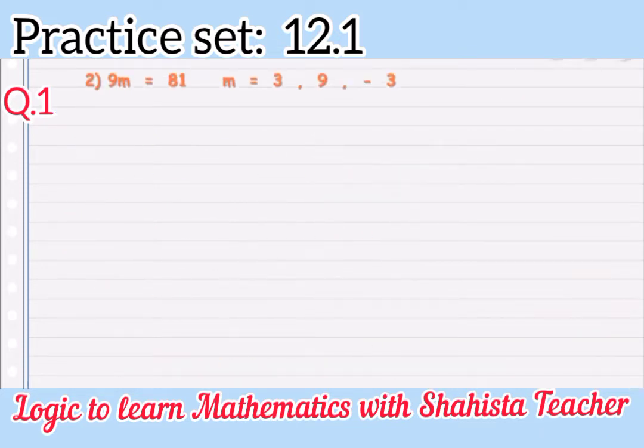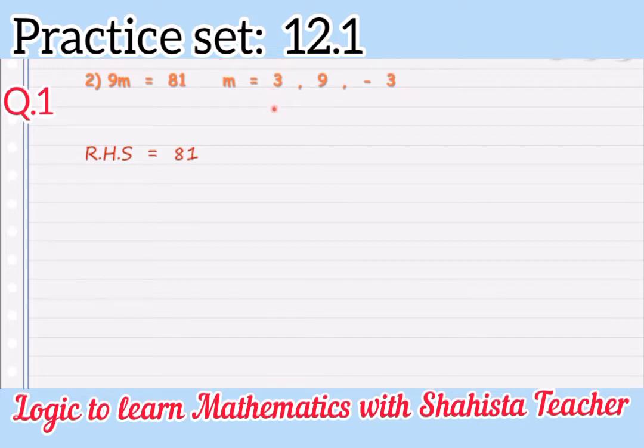Now the next question: 9m is equal to 81. In the place of m we will put 3, 9 and minus 3, applying each condition one by one. There are 3 conditions. We have to check which conditions satisfy the given equation. Here RHS is 81 and left hand side is 9m. So what if m is equal to 3?